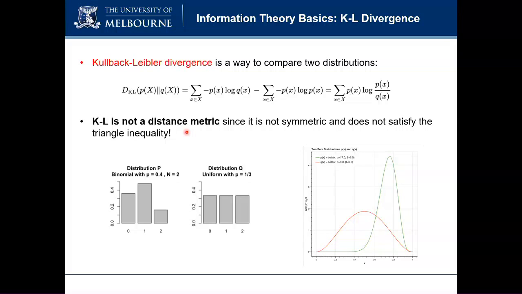D_PQ is not the same as D_QP. So you need to choose the first distribution you like, and then you find the divergence of the second with respect to the first. It is just this expression: you take the expectation over P(x) of the log of P(x) over Q(x), and because of the division, you can write the log in the long form like this. So that's the Kullback-Leibler divergence.